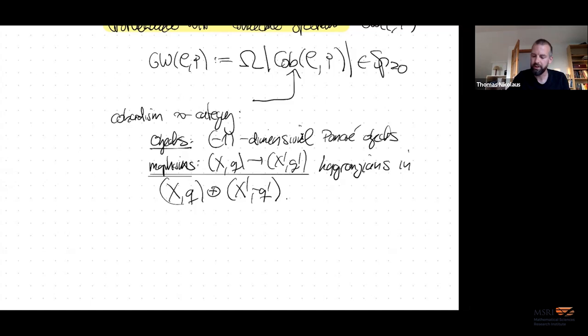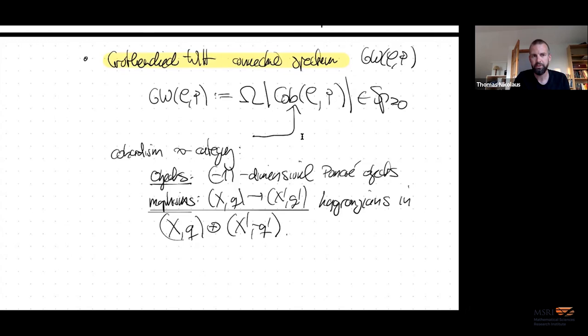Okay, and then the Grothendieck-Witt spectrum is just defined as taking the loops on the geometric realization of that category. And somehow this category has symmetric monoidal structure coming from direct sum of Poincaré objects, and that's why this is actually going to be a connective spectrum.